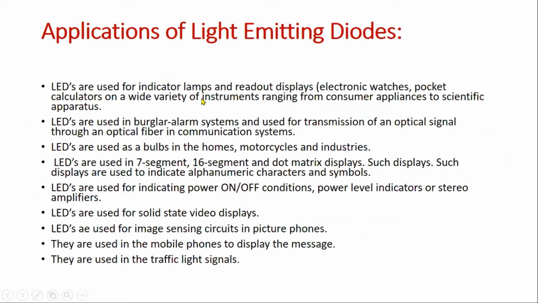LEDs are used in indicator lamps. They are used in burglar alarm systems, and they are used in bulbs in homes, also motorcycles, industries. They are used in 7 segment, 16 segment, and dot matrix displays also. Such displays are very useful. Displays are used to indicate alphanumeric characters and symbols, like in electronic calculators also. Then used in power on and off conditions, for solid state video displays. So many applications you can see. Mobile phones, the traffic light signals, etc.